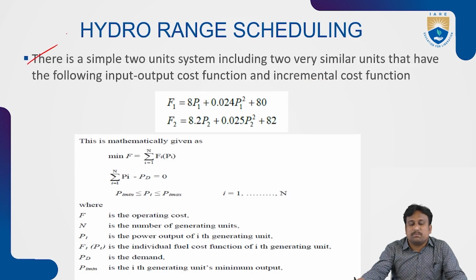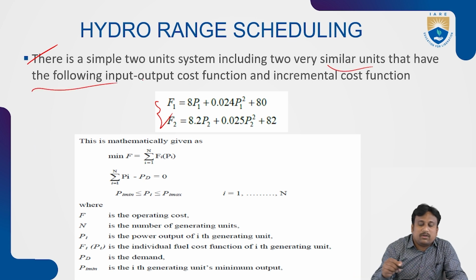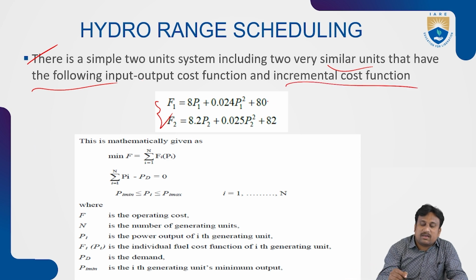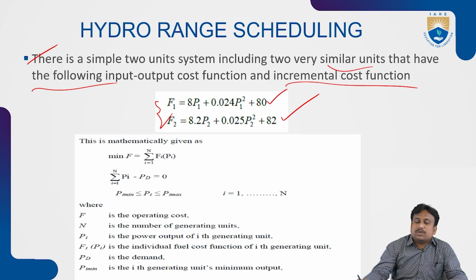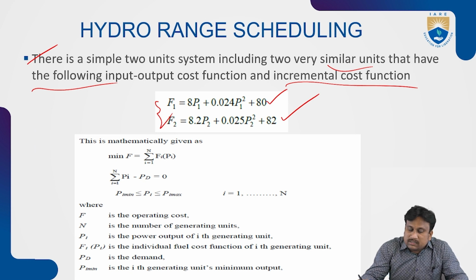So there is a simple two-unit system. We are making this hydro scheduling process with their fuel costs of F1 and F2. This simple two-unit system includes two very similar units that have the following input-output cost functions and incremental cost functions, F1 and F2. F1 is 8P1 plus 0.024P1 squared plus 80. F2 is 8.2P2 plus 0.025P2 squared plus 82.